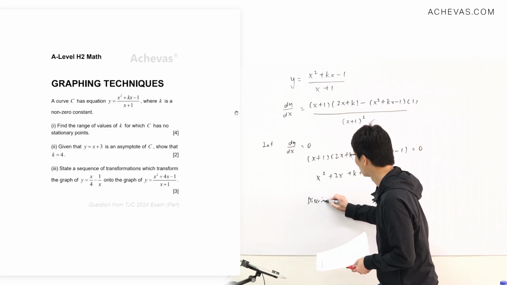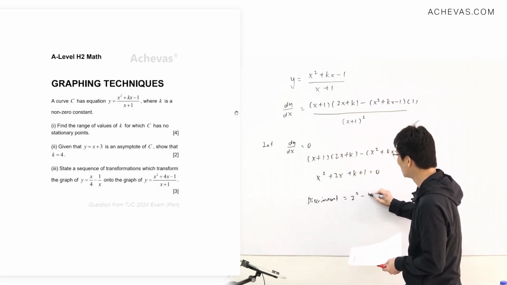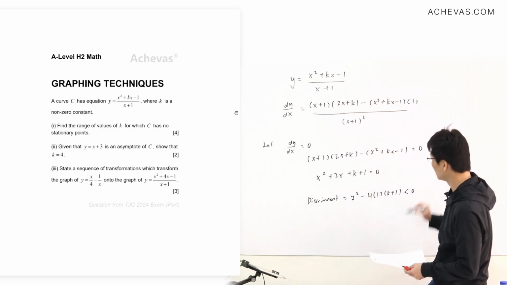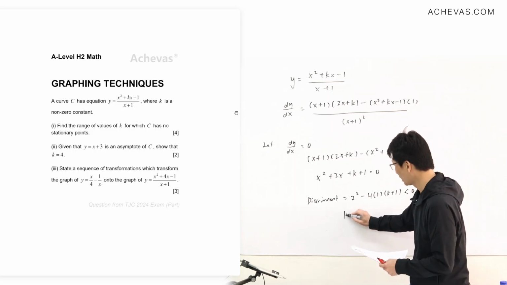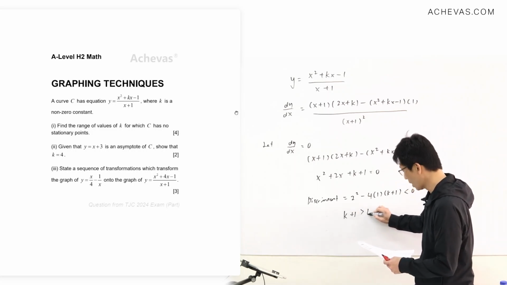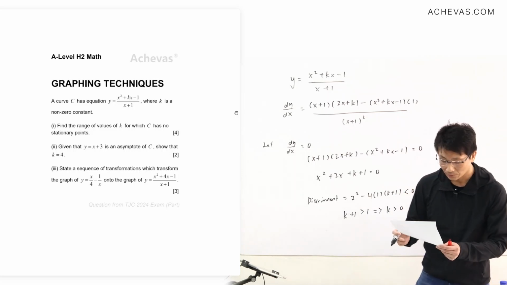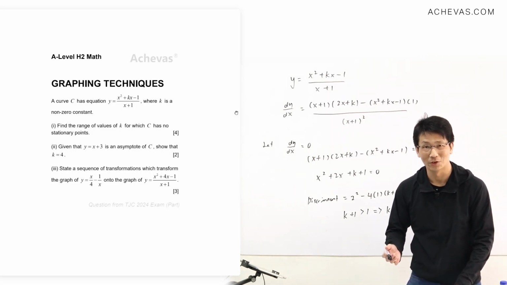Discriminant, b squared minus 4ac, less than 0. By solving this, I will be able to get k plus 1 greater than 1, which implies that k should be greater than 0. That will be the range of values of k in which there is no stationary point.